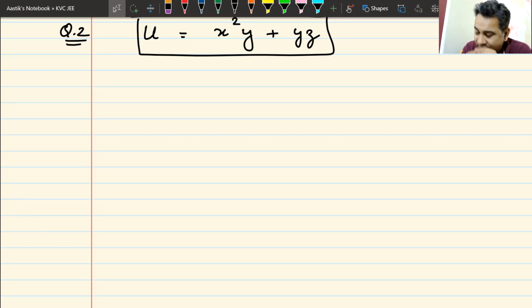Minus 2x i cap minus j cap. Okay. What about z? Is there any z component? Zero. Minus k cap. No, I think you have made a mistake somewhere, a small mistake. Anyone else would like to give any other answer?